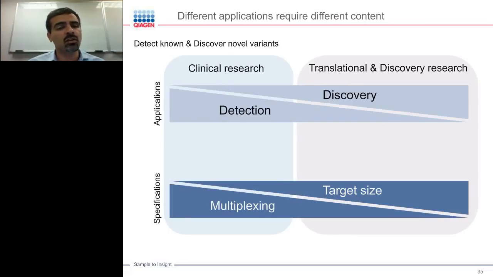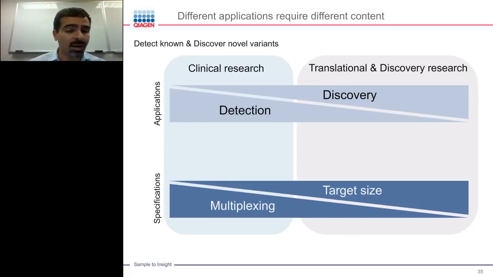to the different applications that one can do for the different panels using NGS. We know that you can look at the applications in two ways. You have detection and discovery. The clinical research area generally tends to want to do more detection, where they want to detect those mutations that are known to be actionable. When we look at translational and discovery research, there's a lot more discovery. They're interested in knowing more about their samples.